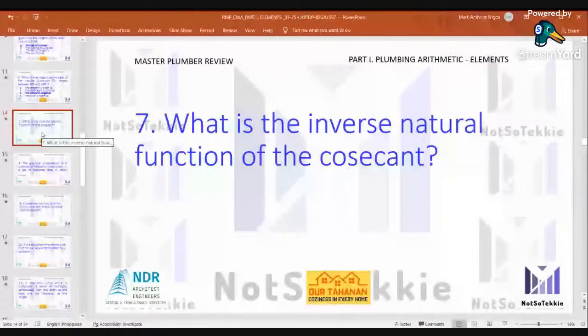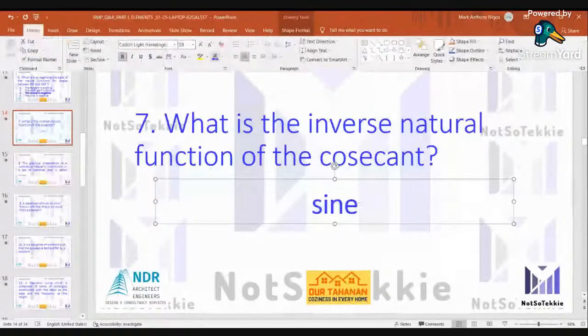Number 7, what is the inverse natural function of the cosecant? The answer is sine. What is the inverse natural function of the cosecant? The answer is sine.